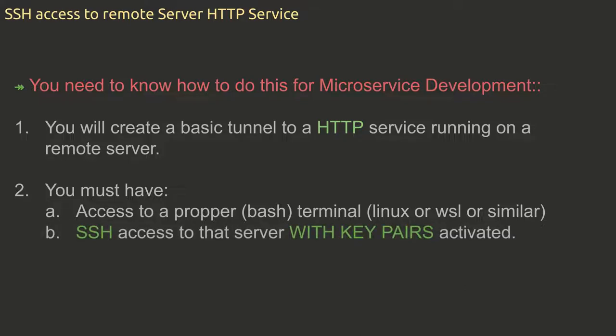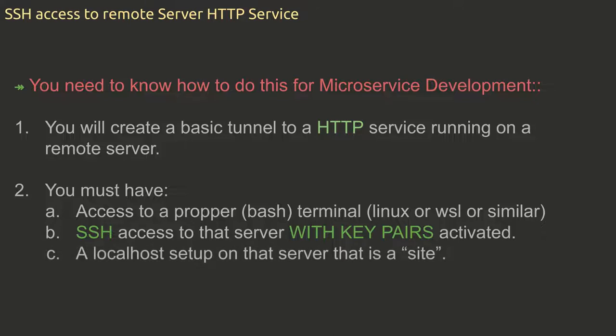You need to have SSH access to that server with key pairs. Why with key pairs? Well, it just stops you from having to enter in passwords all the time, on top of which entering passwords is a security risk. So we've set up key pairs that make sure that we've got non-repudiation. In other words, only those people that are supposed to be in the tunnel are in the tunnel, and that have been set up by a DevOps engineer, i.e. me. Okay? And you need to have a localhost set up on that server that you're trying to access with some or other site.